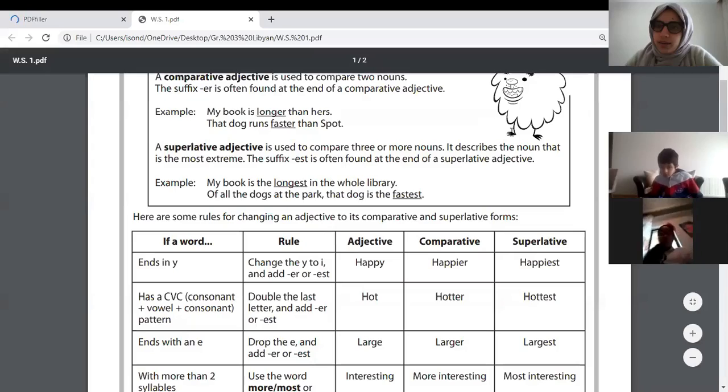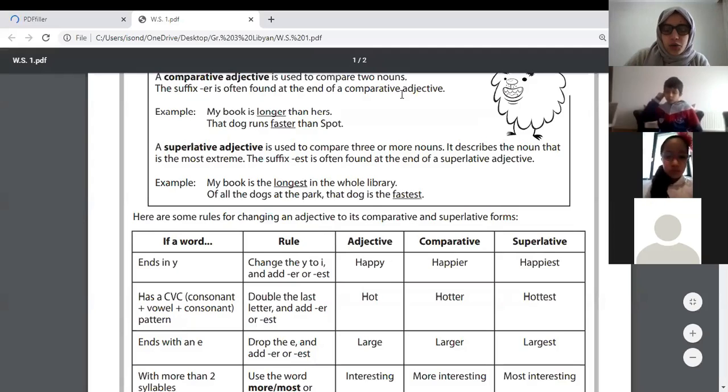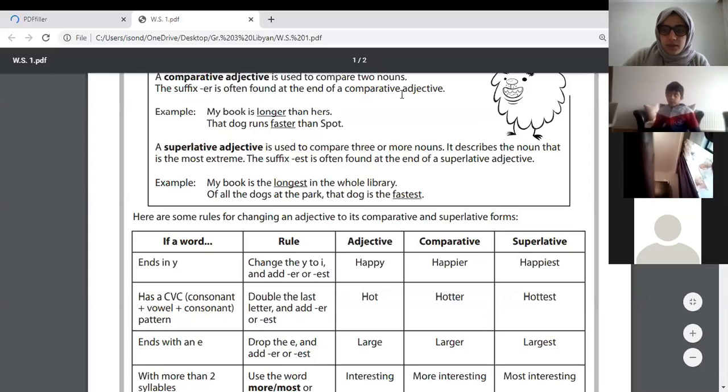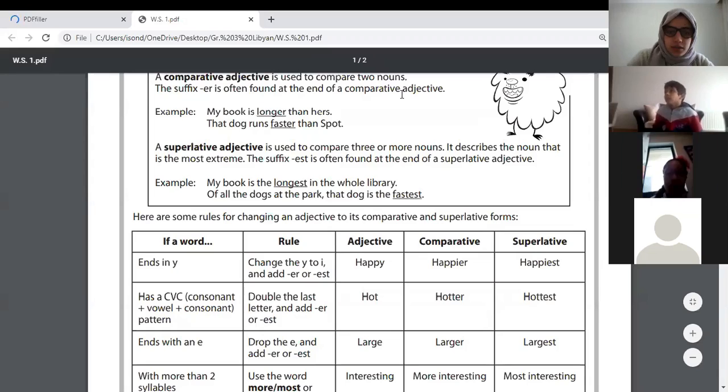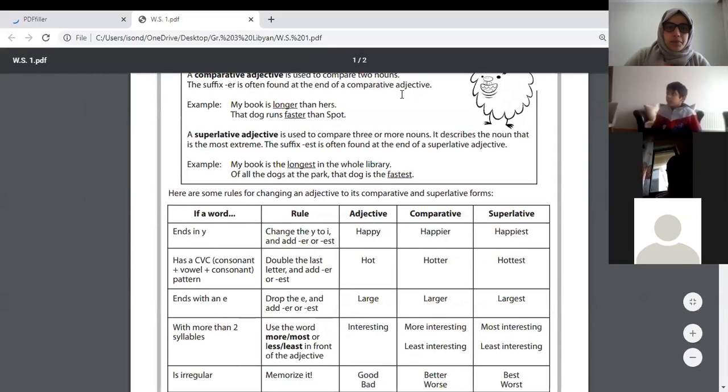So we're going to revise superlatives and comparatives, and then we're going to do a few exercises together to make sure that you understand the concepts. Let me just make it a bigger screen. Okay. So here, comparative adjectives, we said, are used to compare between two nouns.